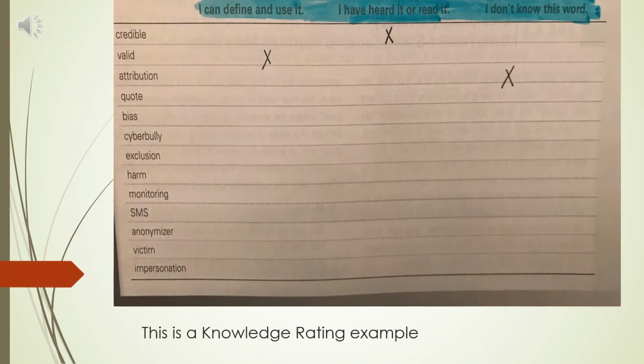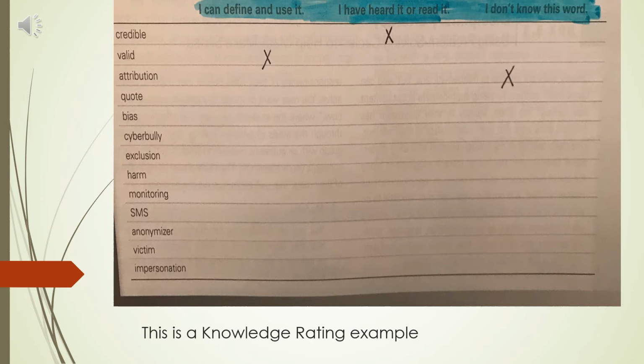This is an example of knowledge rating. You see I have the list of words on the left side of the page. At the very top, I have simple key things that you can ask the students for each word. I can define and use it. I have heard it or read it. I do not know this word. They go through the list of words and just put an X or a check mark next to each column that they can identify the word.